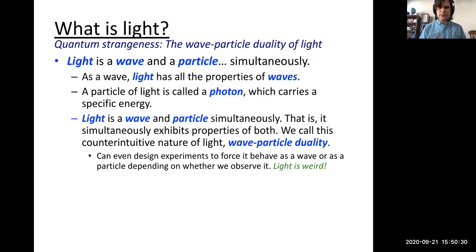Light is weird. This wave particle duality is weird. Definitely, we're not going to go into that level in this class, but it is so fascinating that I had to share it with you.